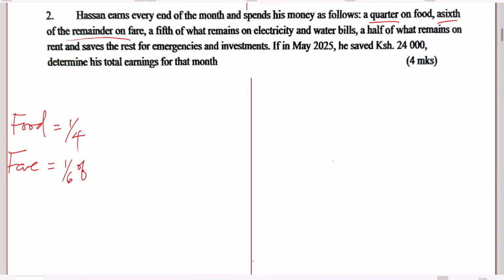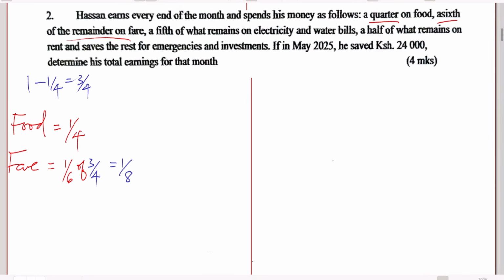How do we get the remainder? After spending a quarter on food, what remained? Assuming that the whole salary is 1 or 4 over 4, then we subtract food. That is how we get the remainder. So the remainder is 3/4. So fare is a sixth of the remainder, which is 3/4. So that is how we're supposed to work it out. And this one will give an eighth. So an eighth on fare.